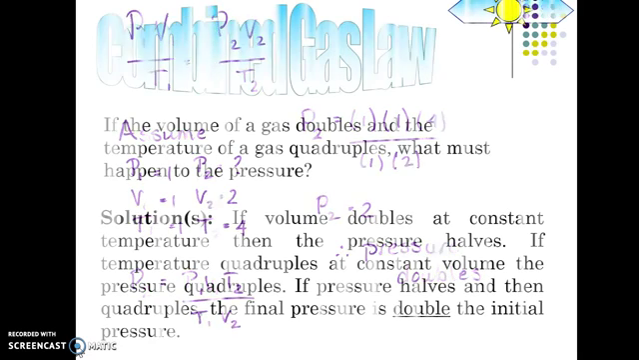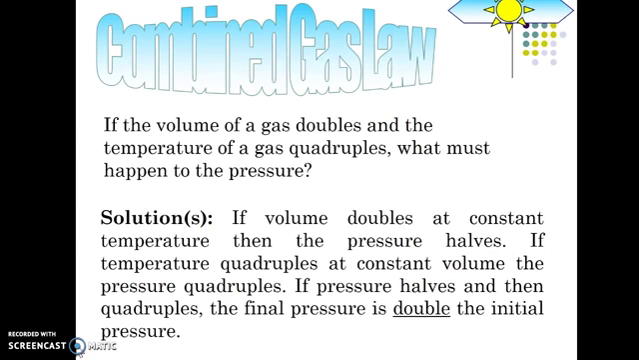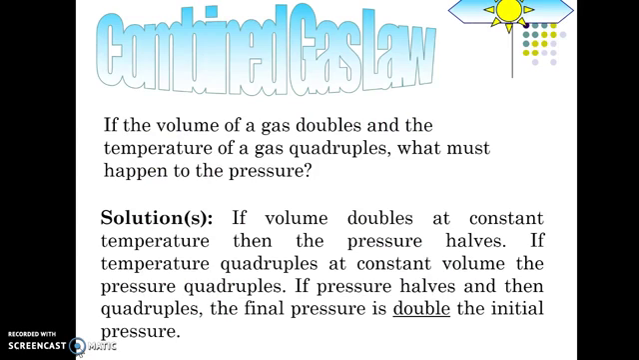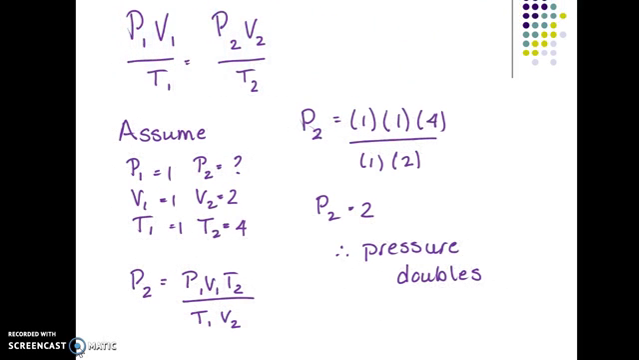Now V2, I got that 2 from where it says, if the volume of the gas doubles. So it went up by a factor of 2, so I made V2 equal to 2. And it says the temperature of the gas quadruples. So that goes up by a factor of 4, so I put a 4 in there. Now you're just solving for it. I'm solving for P2, so I'm rearranging my equation: P2 equals P1 times V1 times T2 over T1 times V2.